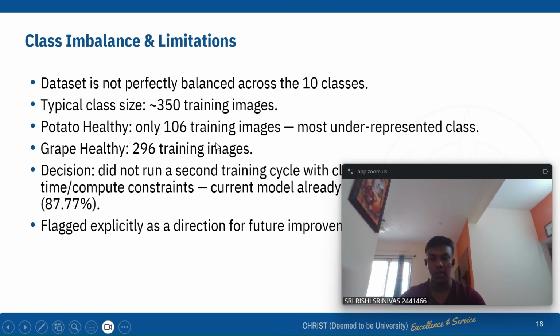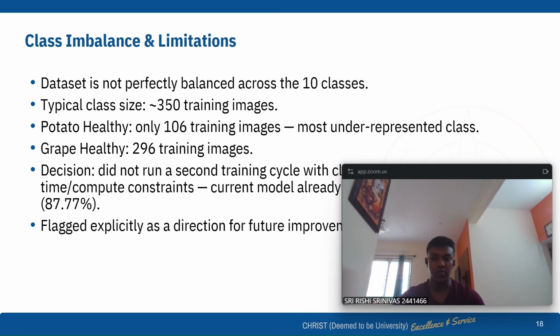Moving on to class imbalance and limitations. One limitation which we identified is that our dataset is not perfectly balanced. Most classes have around 305 training images, but Potato Healthy has only 106 images, while Grape Healthy has 296 images. This means some classes have less representation during training. In the future, we could address this using class weightage or targeted oversampling.